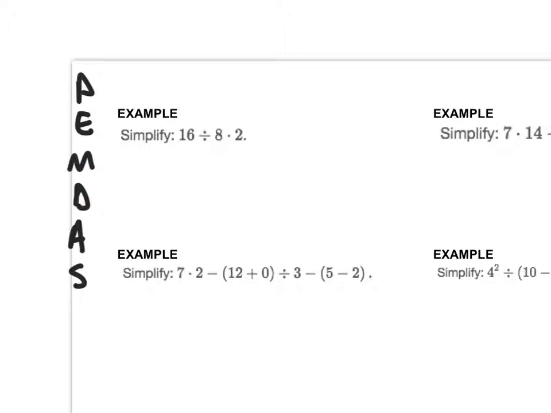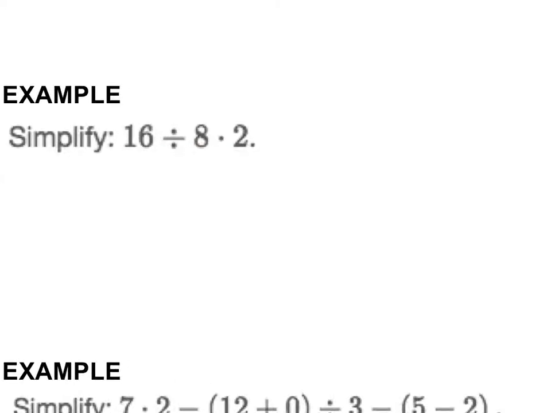Because I only have those two, I'm going to go from left to right. So I'm going to first evaluate 16 divided by 8, and 16 divided by 8 is going to be the value 2. And then I just bring down what else I haven't done, and I have 2 times 2. When I multiply those together, that's going to give me 4. And that's my answer.